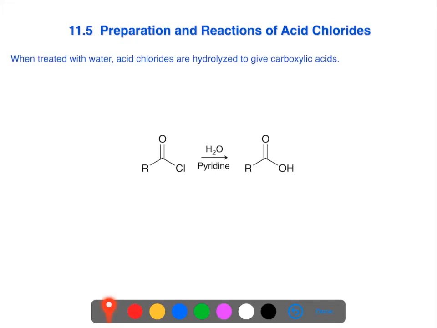Now when we treat acid chlorides with water, they will be hydrolyzed to give us back the carboxylic acid. And so this hydrolysis reaction will convert an acid chloride to its corresponding carboxylic acid. Note that we also will include pyridine, a weak base, as a part of this process. And we'll see on the following slide the role that pyridine plays in this hydrolysis reaction.